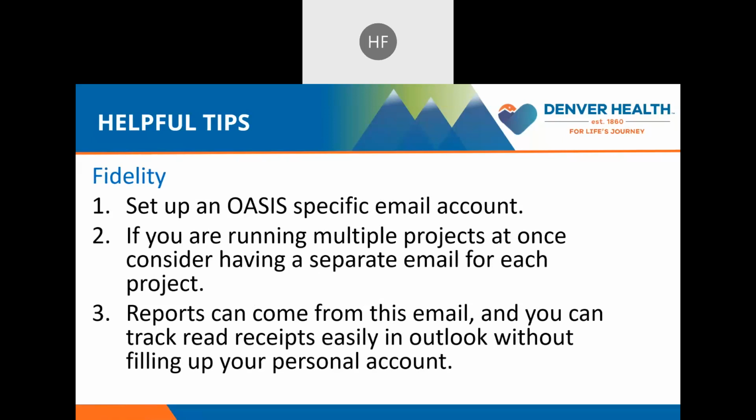I highly recommend that in order to track who's reading audit and feedback reports, you set up an OASIS-specific email account. So for example, at Denver Health, we have one that's oasis@dhha.org. This will allow you to track the read receipts for feedback reports without clogging up your personal email inbox. If you're running multiple OASIS projects at the same time, you can set up a separate email address for each of those projects. The reports will appear to come directly from that email account, and then you can easily consolidate those and track them, especially if you need them for things like maintenance of certification credit or CME programs.